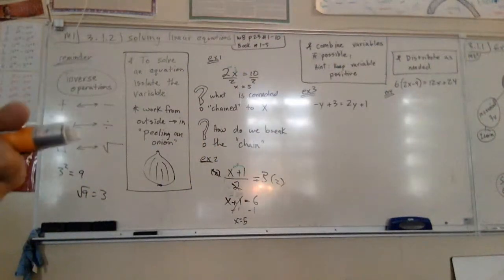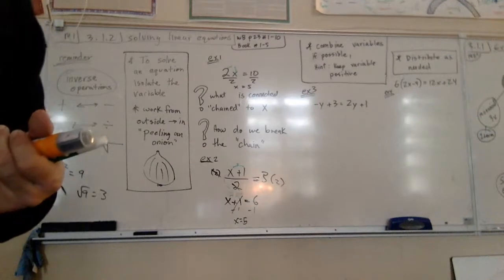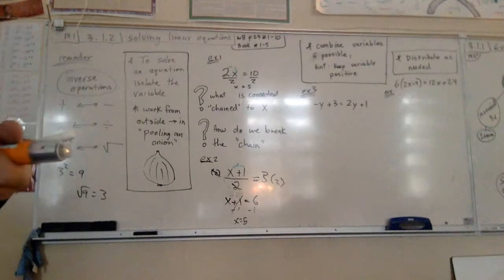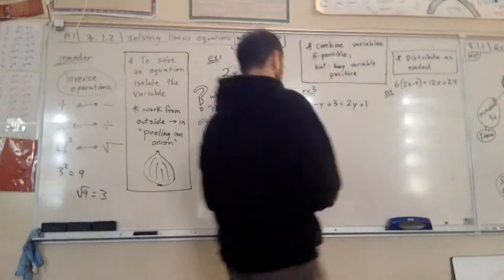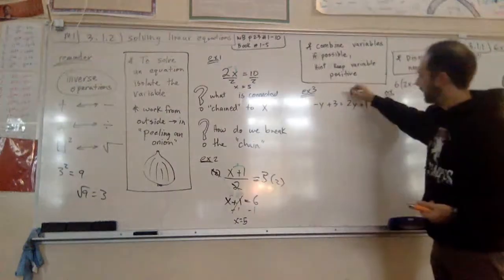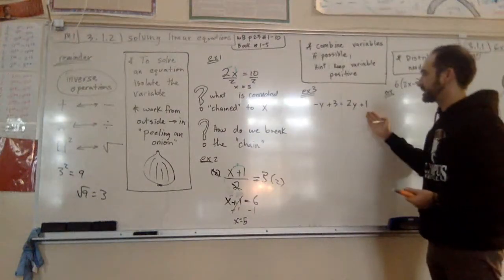So when you're checking with your neighbor, don't just tell them what the answer is, and have a little discussion. Okay, all right. Let's see, Benicio, what should we do? Subtract 3. Okay, so you want to move the 3 over to this side.